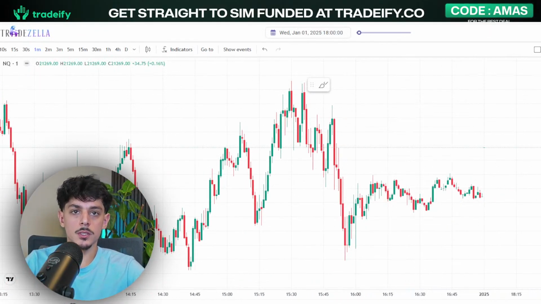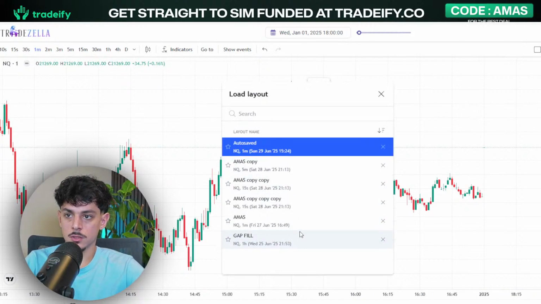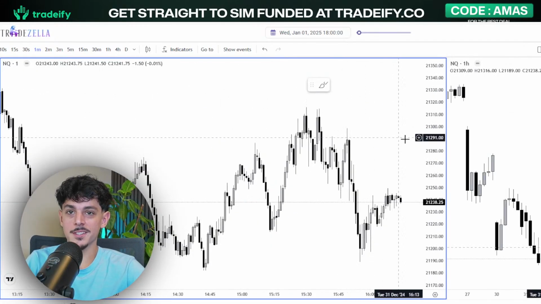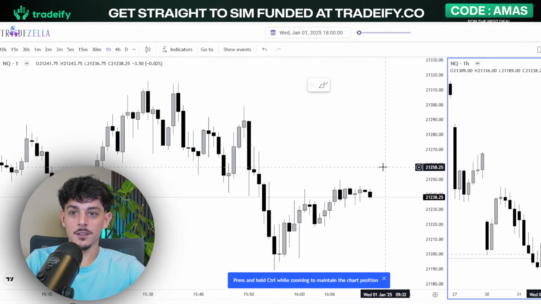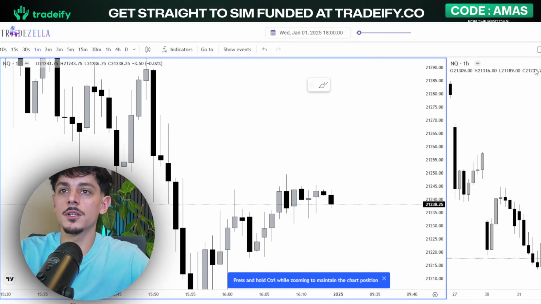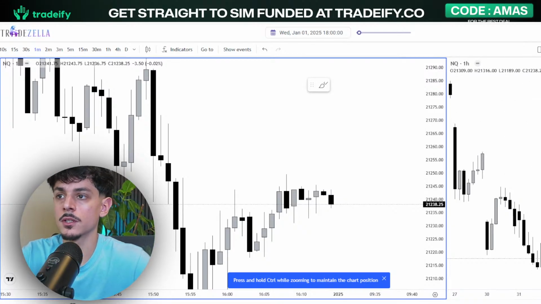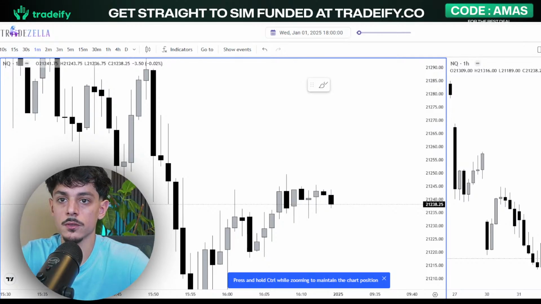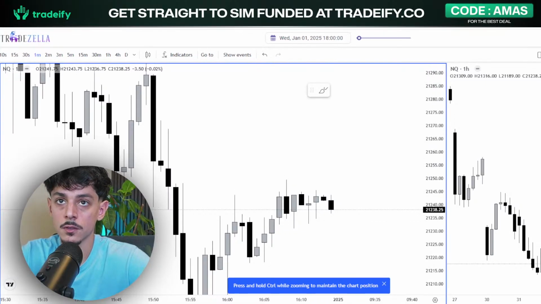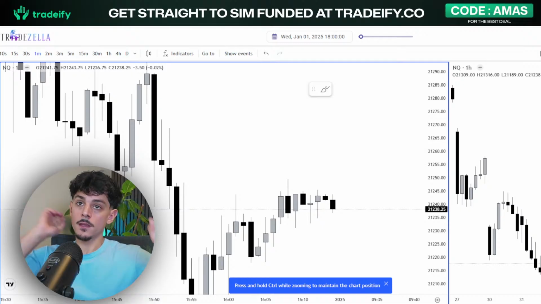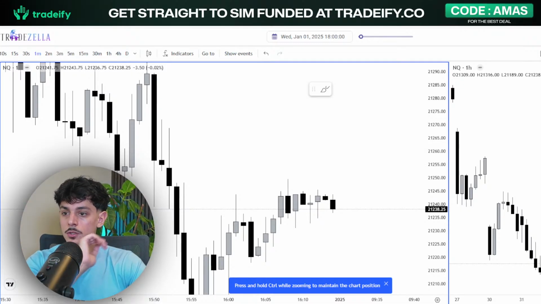So boom, remove indicator, load layout. I already have one set up, gap fill. All right, let me see how it looks on the stream. That doesn't look bad at all. Let me do this though. Close this and do this.